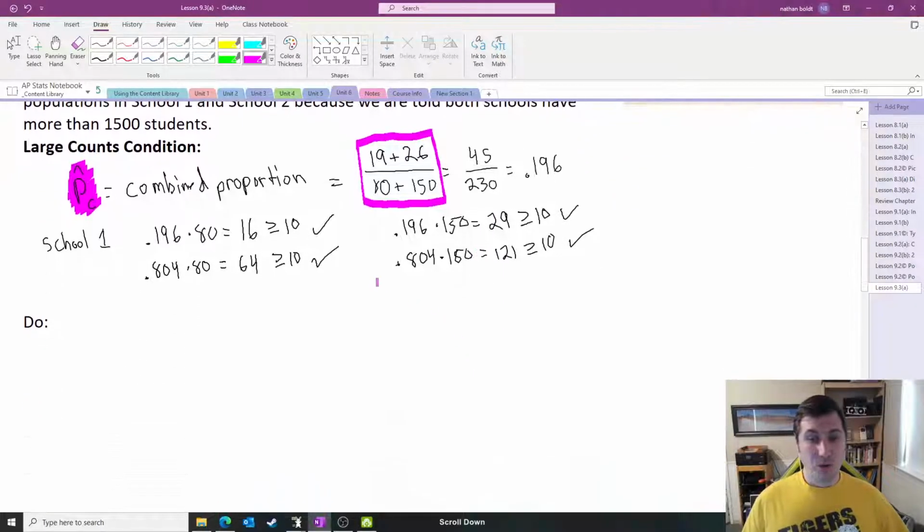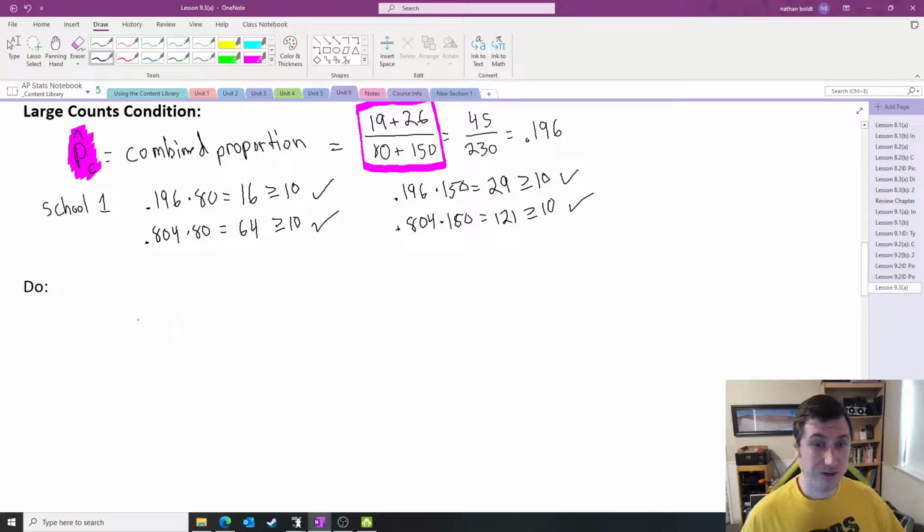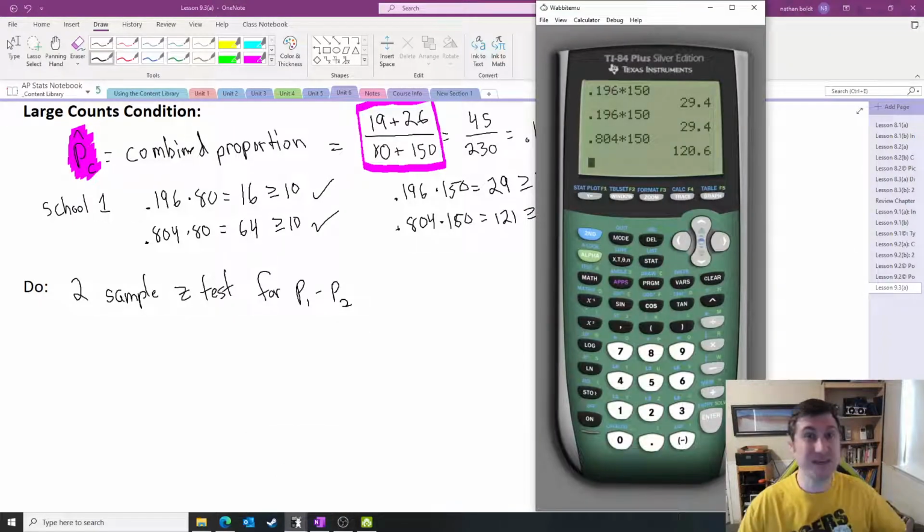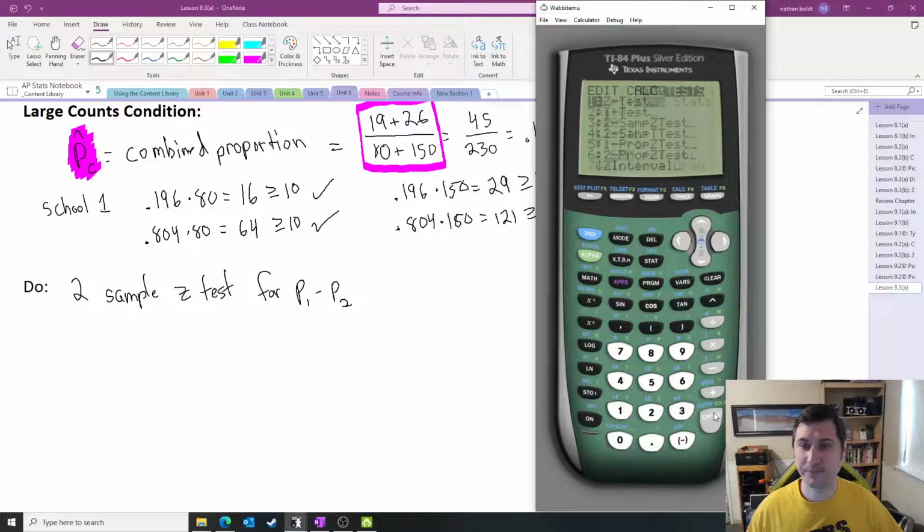All right, now that we've checked all the conditions, we are allowed to do a 2-sample z-test for p1 minus p2. And our calculator is just going to do this. You could build the sampling distribution if you wanted to and find the boundaries and do a normal CDF off of those boundaries, but it is much easier just to go Stat, Tests, and find the one we want. A 2-proportion z-test, a 2-PropZTest, right there.